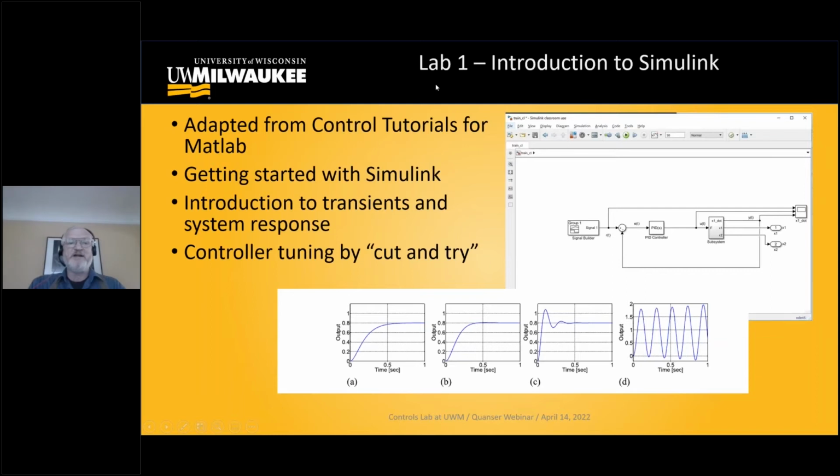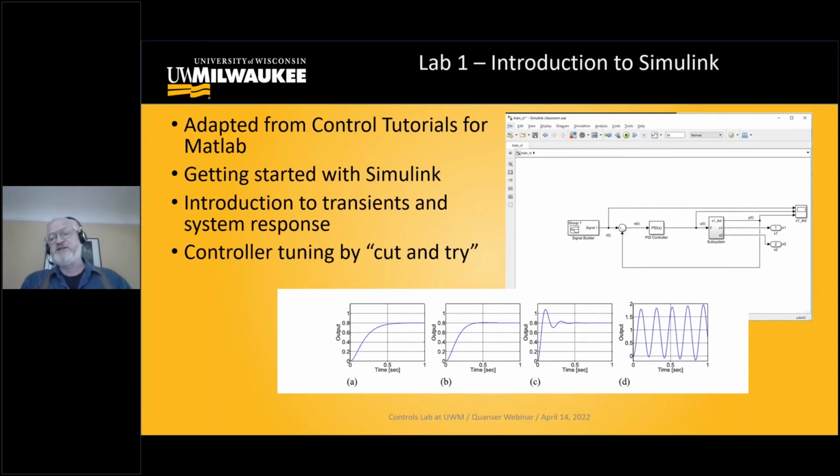Okay, so let me advance here. This is talking about that first lab. The lab itself was adapted from controls tutorials for MATLAB. Our goal is that students will get started with Simulink. And so in their preparation for the course, students have a background in transfer functions applied to signal processing. They're just beginning with control theory in this introductory controls course. And we're not assuming that they're familiar with Simulink, although some of them will be.